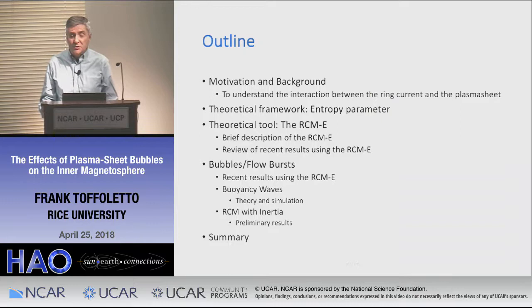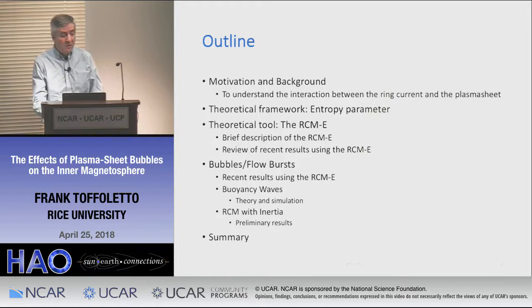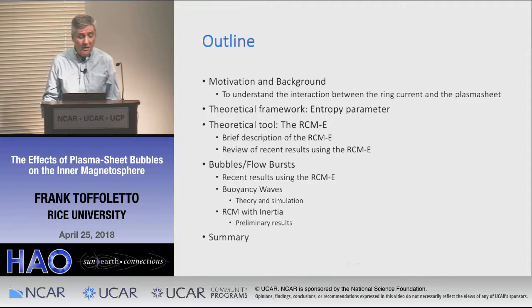So this interaction between the plasma sheet and the ring current is very important, and the mechanism that we think is becoming very important is these low entropy bubbles as well. I'll talk a little bit about what this means. I'll try to give you some background about what the entropy parameter is, and then talk a little bit about the actual tool that we've been using over the years, the RCM-E. I'll describe that in a minute, what it does.